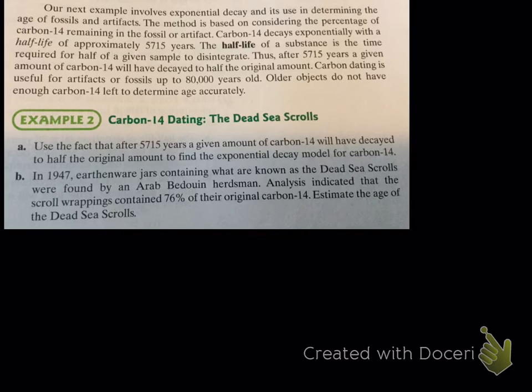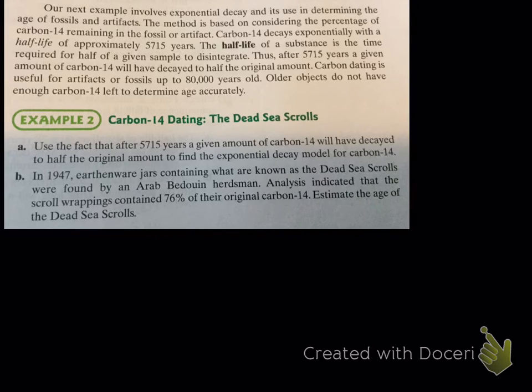Carbon dating is useful for artifacts or fossils up to 80,000 years old. Older objects do not have enough carbon-14 left to determine the age accurately. So use the fact that after 5,715 years, a given amount of carbon-14 will have decayed to half the original amount to find the exponential decay model for carbon-14.